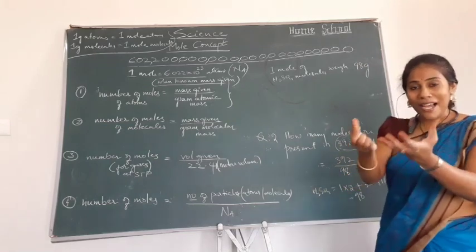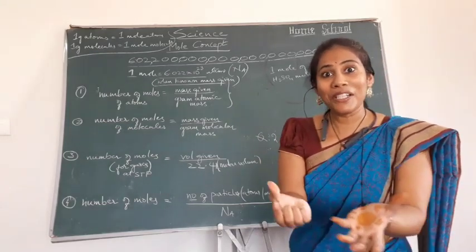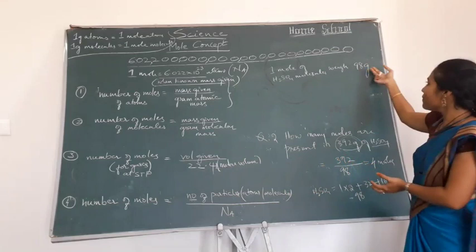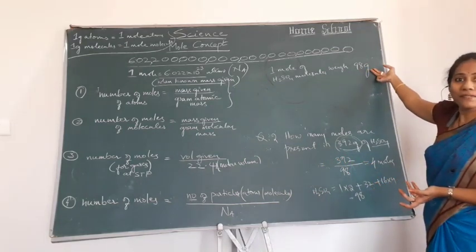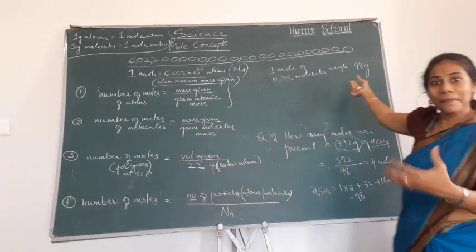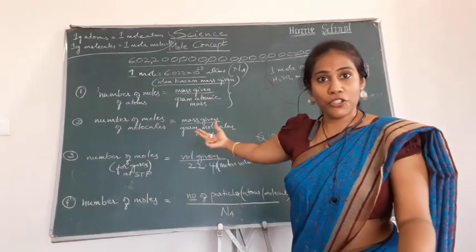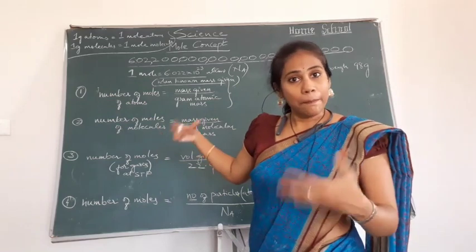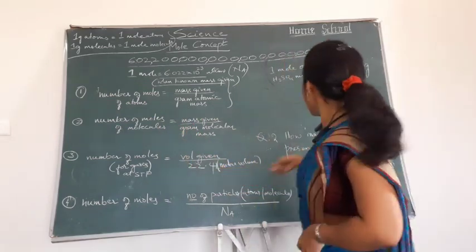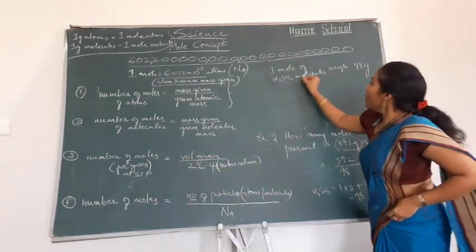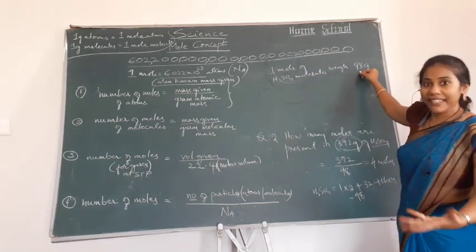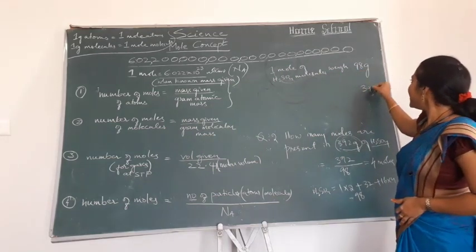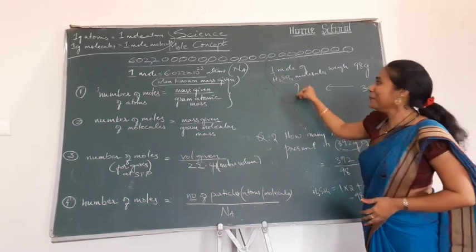The mass of 1 mole is what? Gram molecular mass. Gram molecular mass of H2SO4 is 98 grams. So 98 grams contain 1 mole of molecules, normally 6.022 into 10 to the power of 23 molecules. So 1 mole of H2SO4 makes 98 grams. So 392 grams contain how many moles?